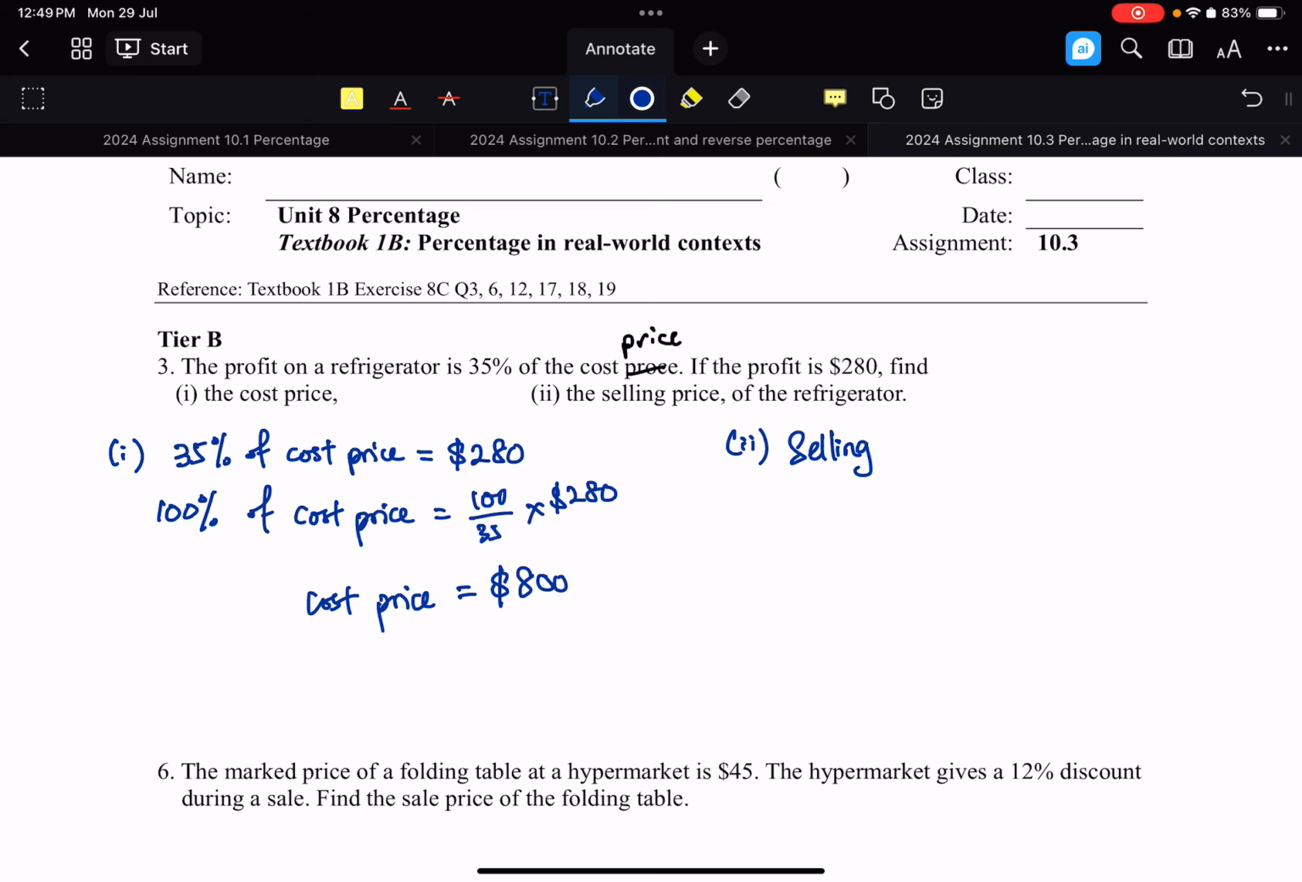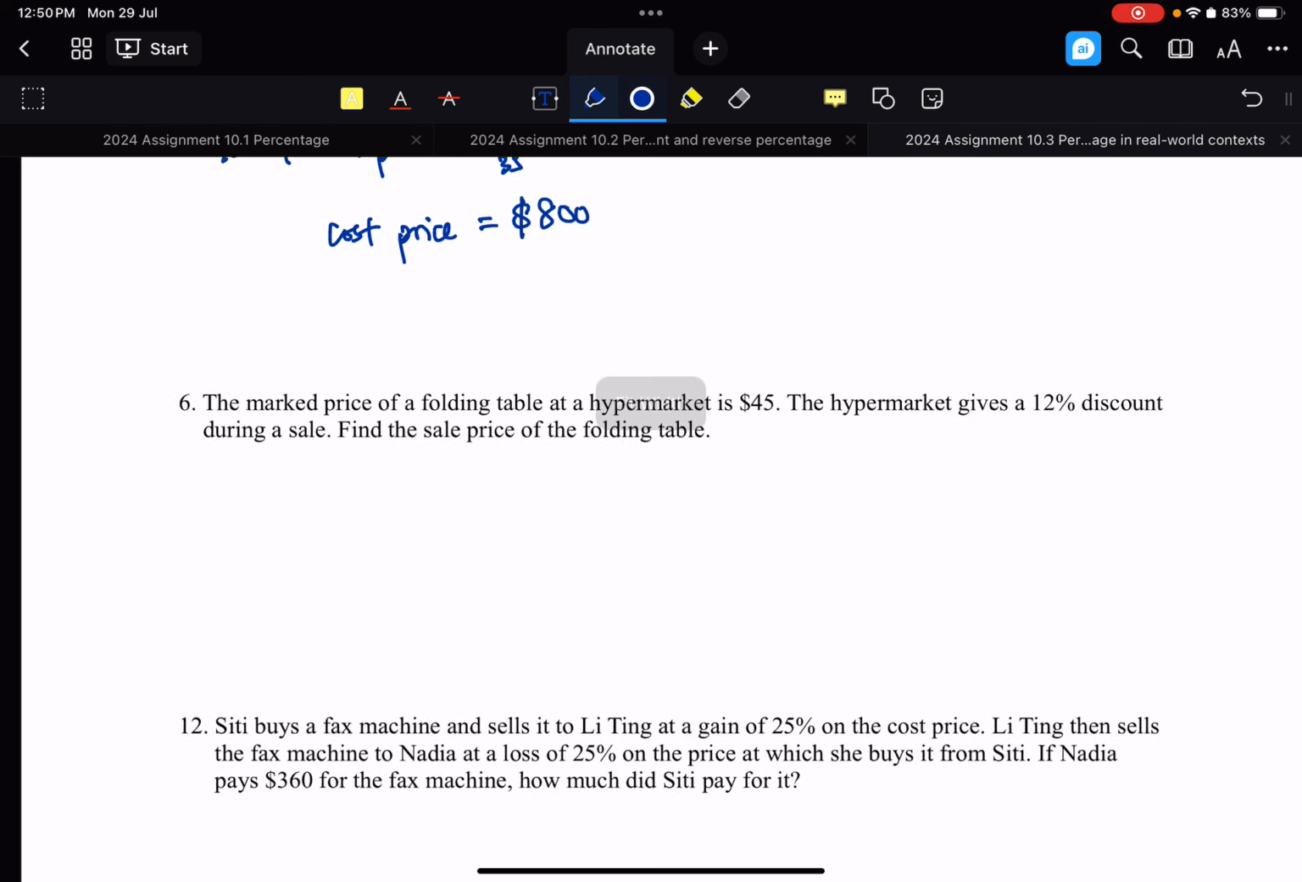Part two, the selling price. Well, we all know that the selling price is simply the cost price plus the profit. So it'll be $800 plus $280, which gives us $1,080. Moving on to the next question.